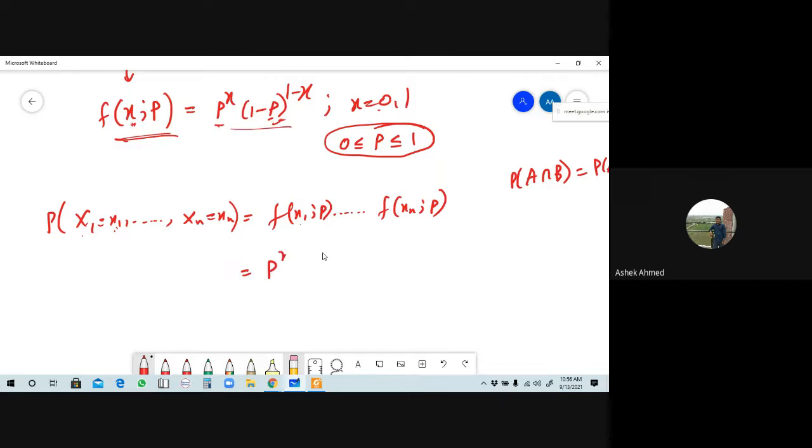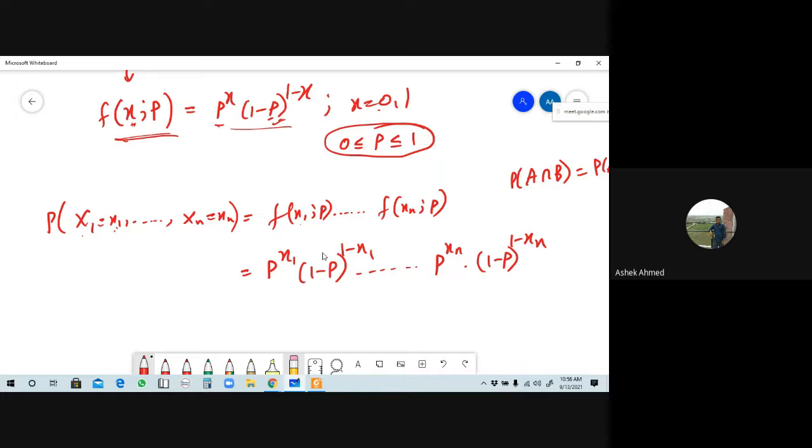p to the power x1 into 1 minus p whole to the power 1 minus x1, is it right? Into dot dot dot dot into, the last one, f of xn semicolon p. If you replace x by xn, that will be p to the power xn into 1 minus p whole to the power 1 minus xn here. Understand? Response me.